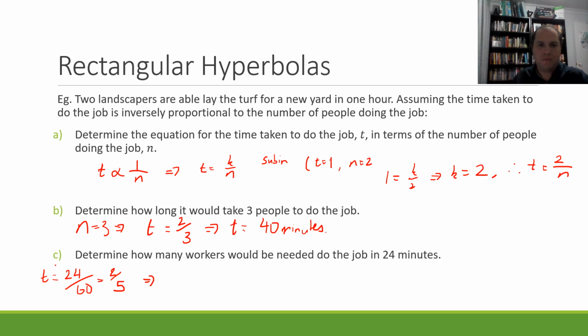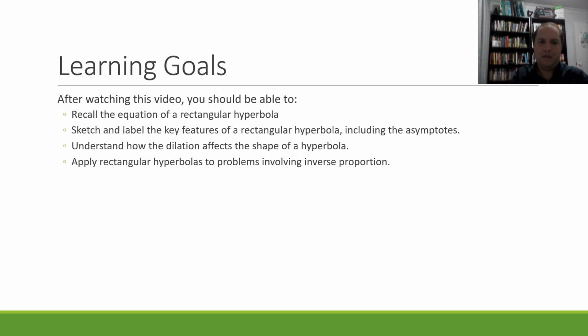So therefore, 2/5 equals 2 over n. Looking at this, the 2's are the same on top, so the denominators must be the same too. So n equals 5. It would take 5 people to do the job in 24 minutes.